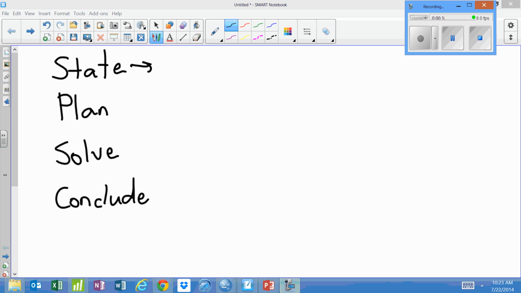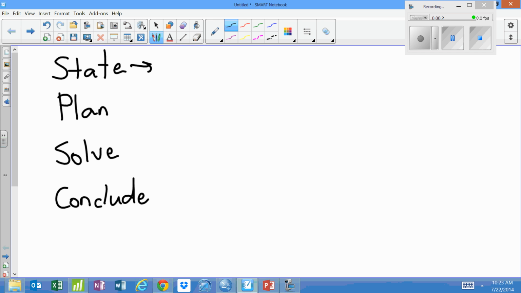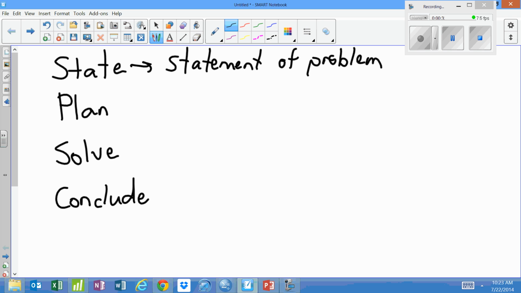So your first step is going to be state, and this is a statement of the problem. So what are you trying to find? Are you trying to find that your mean is greater than the population mean? Are you trying to figure out comparing it to a certain number and so on?